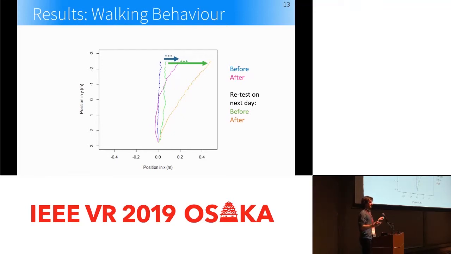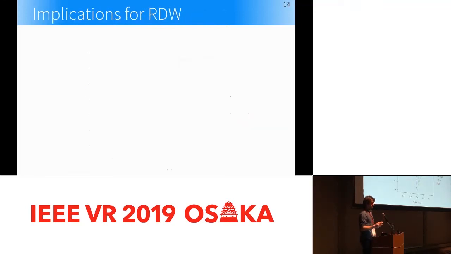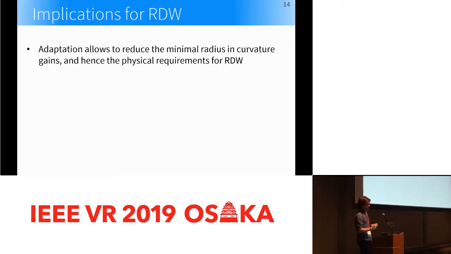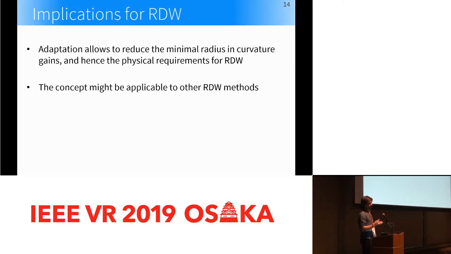So what does this really mean? I mean, we did this kind of experiment, and we think it has some implications for redirected walking. Well, the adaptation allows us to reduce the minimal radius and curvature gains, and hence the physical requirements in redirected walking. I mean, that's interesting for you as well. And we also think that this concept of adaptation might be applicable to other methods as well, because you use thresholds in all of these things.